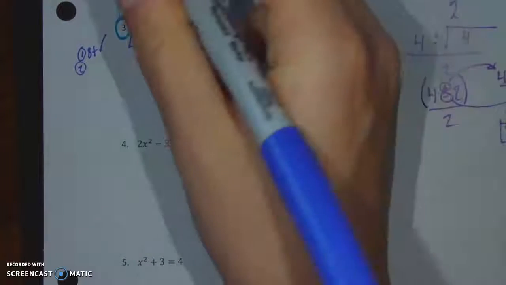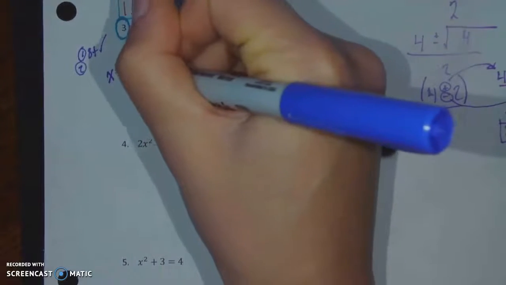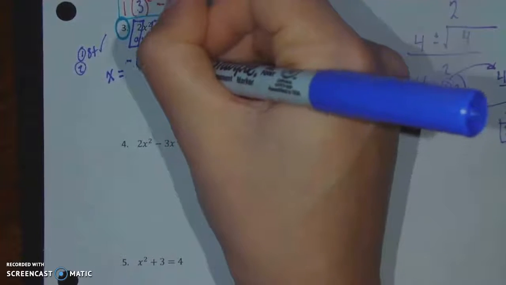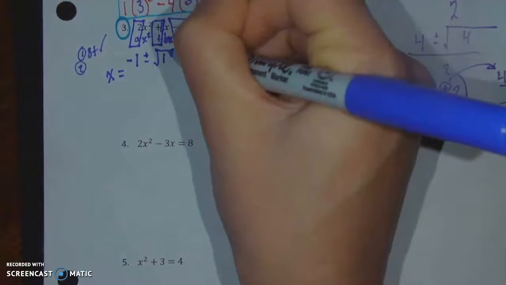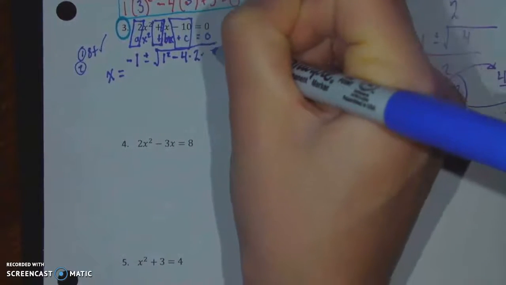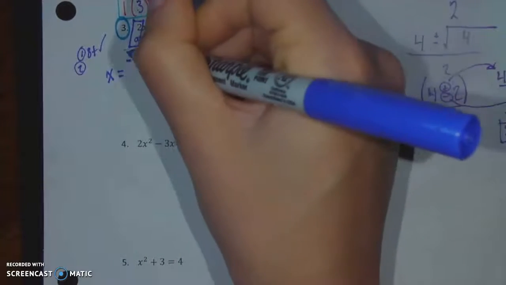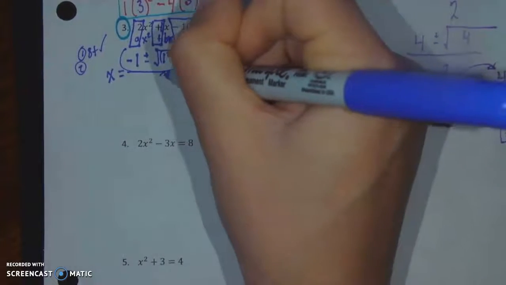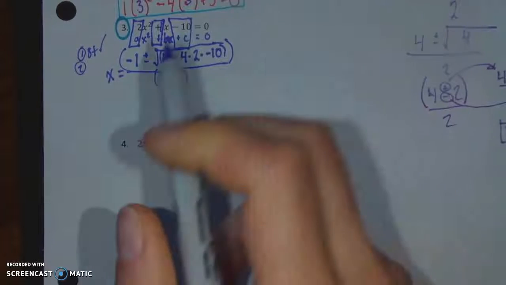So our next step is to fill in the quadratic formula. Now, I'm going to just fill it in as I go. So here I'm going to have a negative b, so negative 1, plus or minus the square root of b squared, so 1 squared, minus 4 times a, which is 2, times c, which is negative 10. And I have some hidden parentheses here. Next, all of this is over 2 times our a value, which is 2. Okay, so I'm going to simplify and solve.